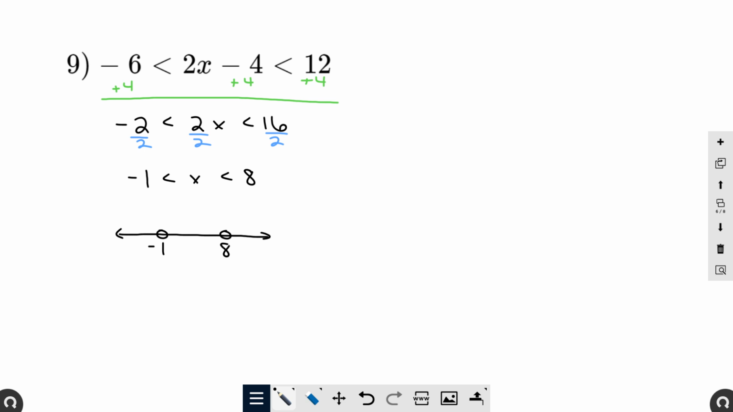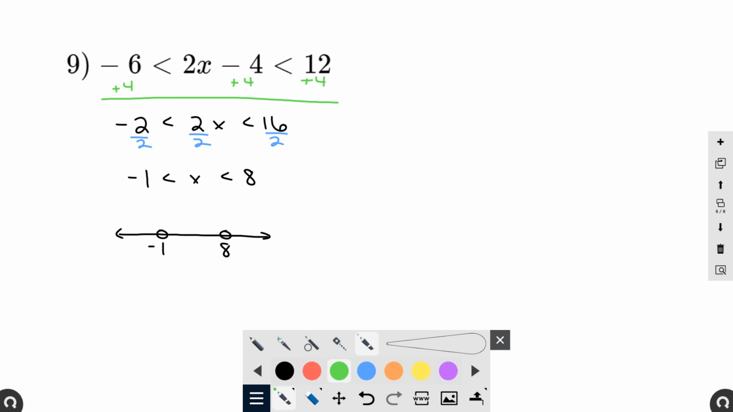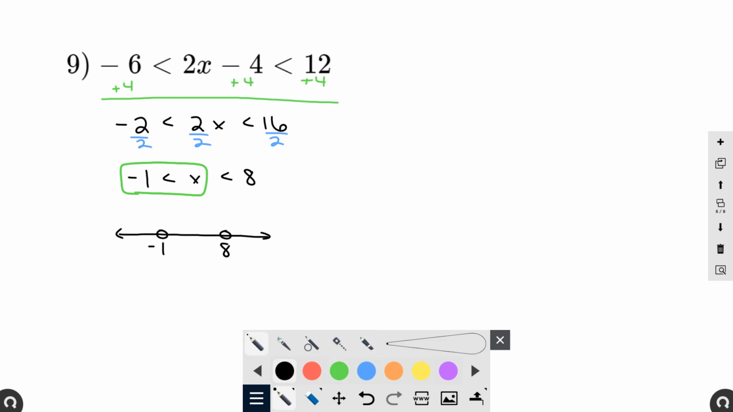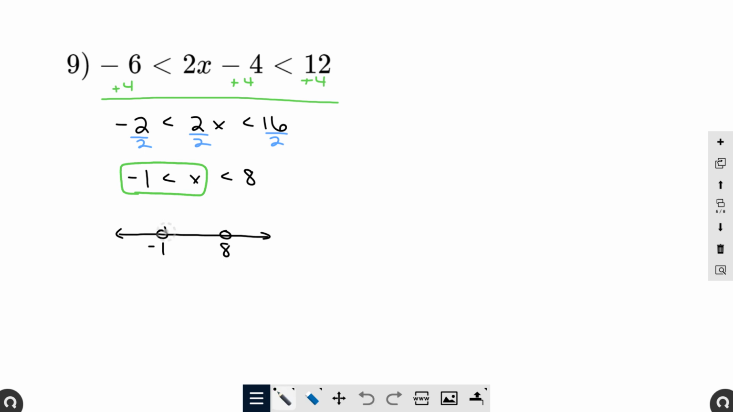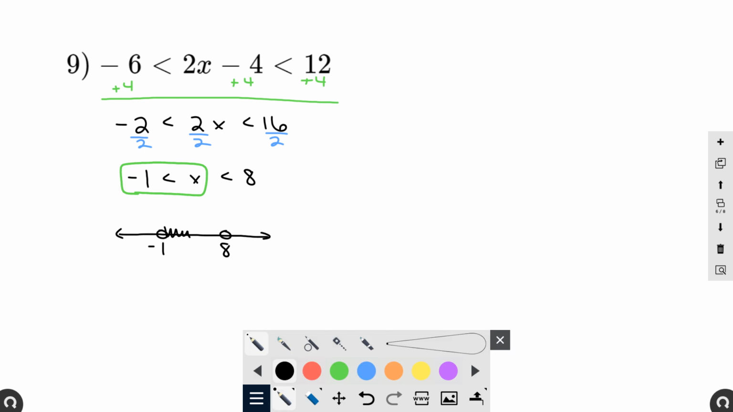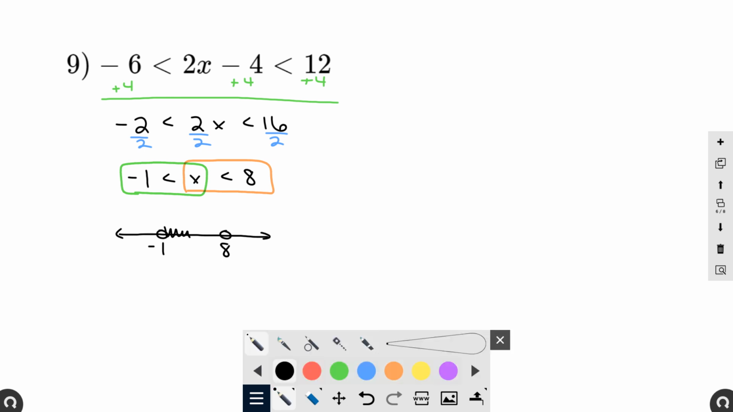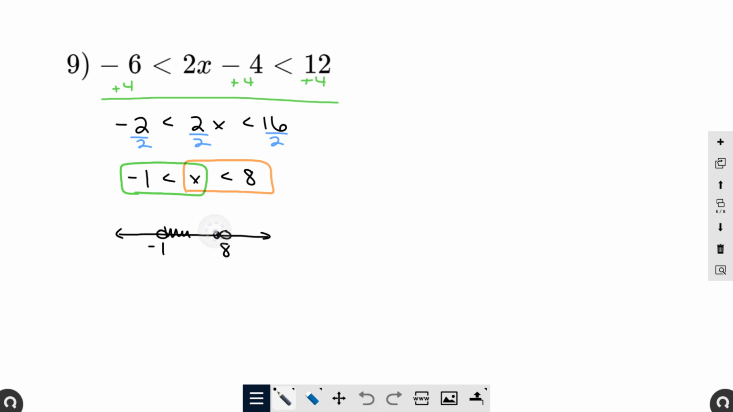Now focus on one part at a time. So what I would look at first is maybe this part. Negative 1 is less than x. Well, it's eaten the x, so which way do I shade? To the right. Then focus on the second part. X is less than 8, so I shade which way? To the left. So I end up shading between, and it is an and problem.